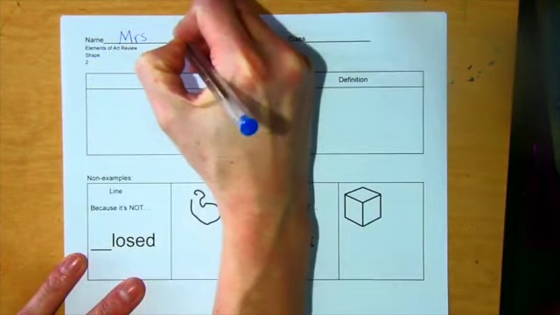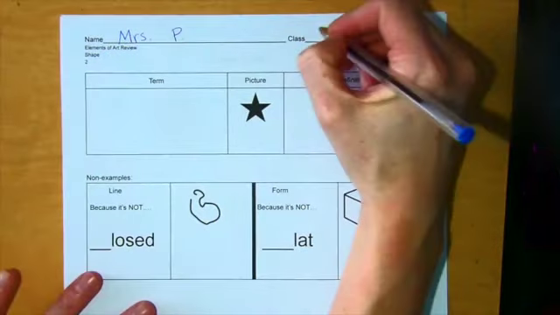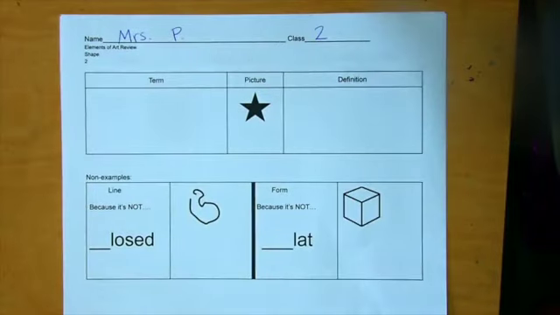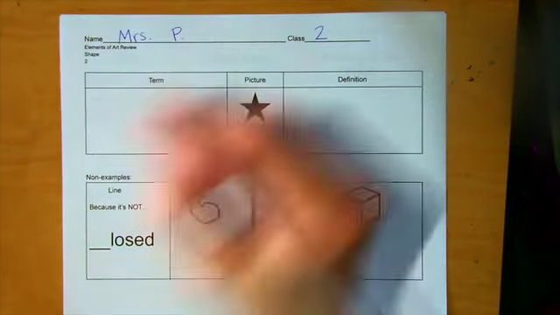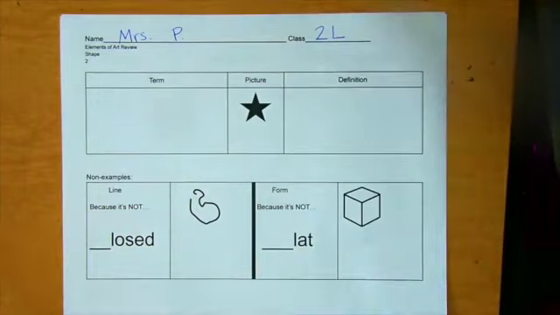So if you can grab a pencil for me and write your first name, last initial at the top, and then your class. 2, and then the first letter of whatever your teacher's name is. So this class is 2L. Okay. I'll give you a second to get that done.